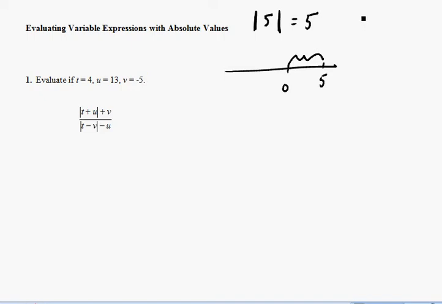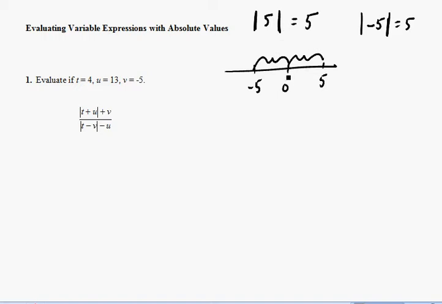You might ask, what's the absolute value of negative 5? Well, surprisingly, negative 5 is the exact same distance as 5 from 0, and the distance from negative 5 to 0 is 5. So the absolute value of 5 is 5, and the absolute value of negative 5 is 5. And since distances cannot be negative, what comes out of an absolute value cannot be negative.